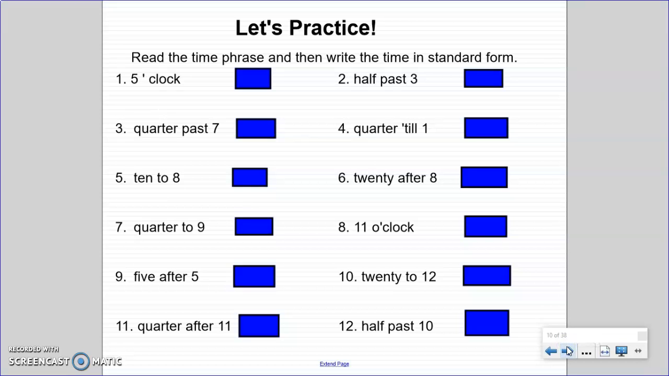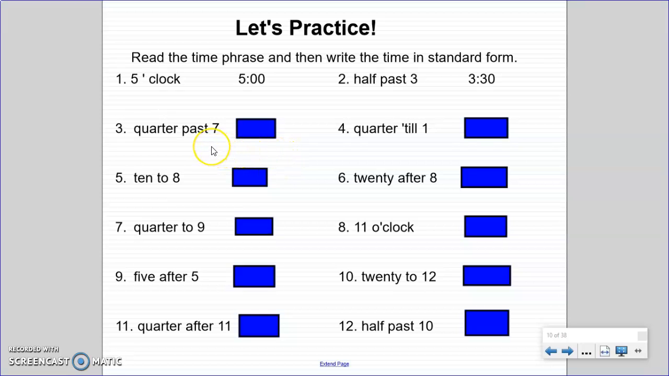Let's do some practice together. Read the time phrase and then write the time in standard form. Number 1, 5 o'clock. It's written 5:00. Number 2, 3:30. Is 3:30.